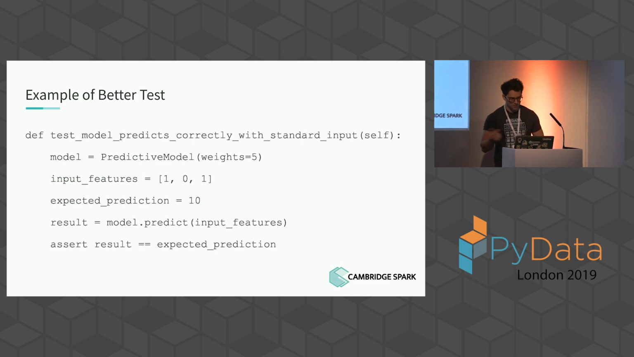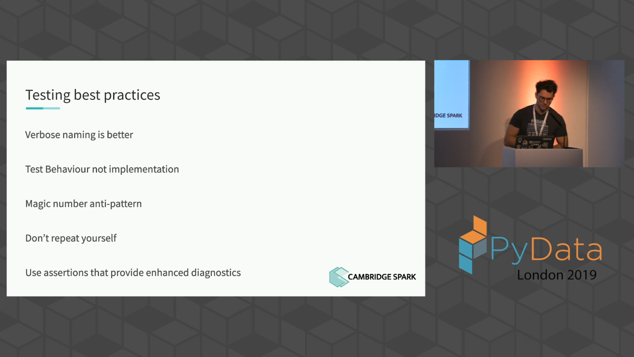so I can go back in my code and see what the issue is, right? So thankfully, with PyTest, if you use assert, you get it out of the box. So that's another reason why you can ditch unittest and use PyTest, right? Because using one function, you get all those enhanced diagnostics out of the box.